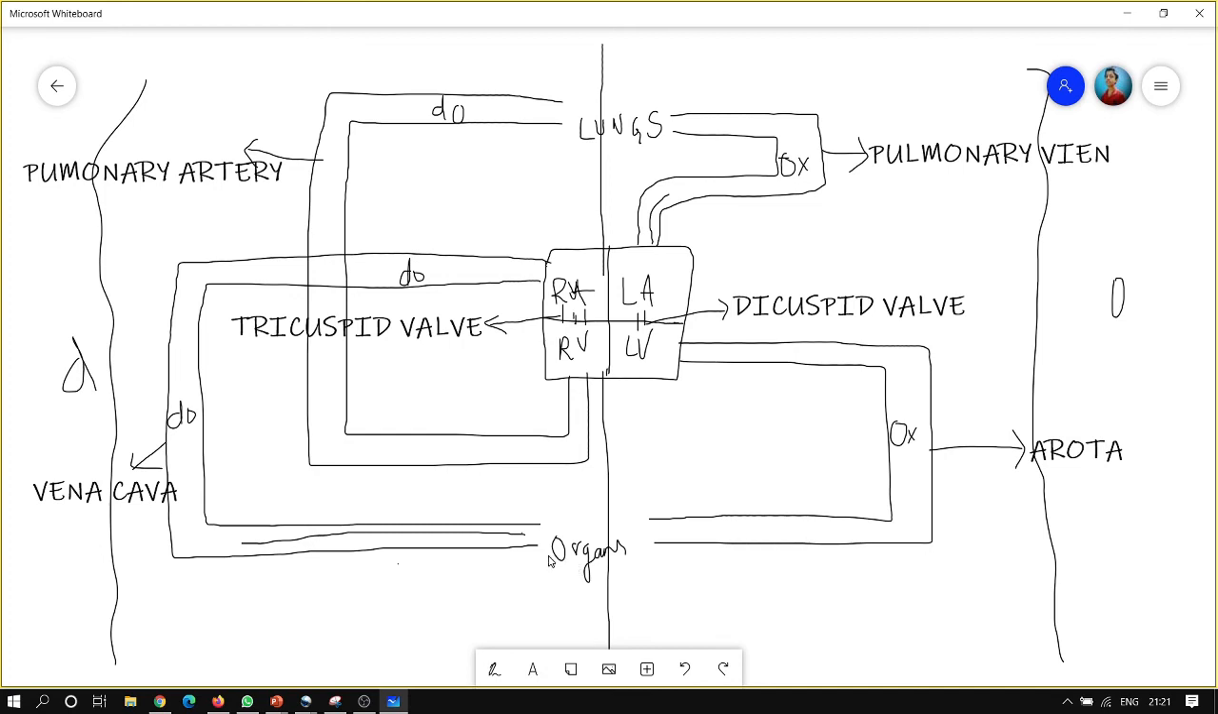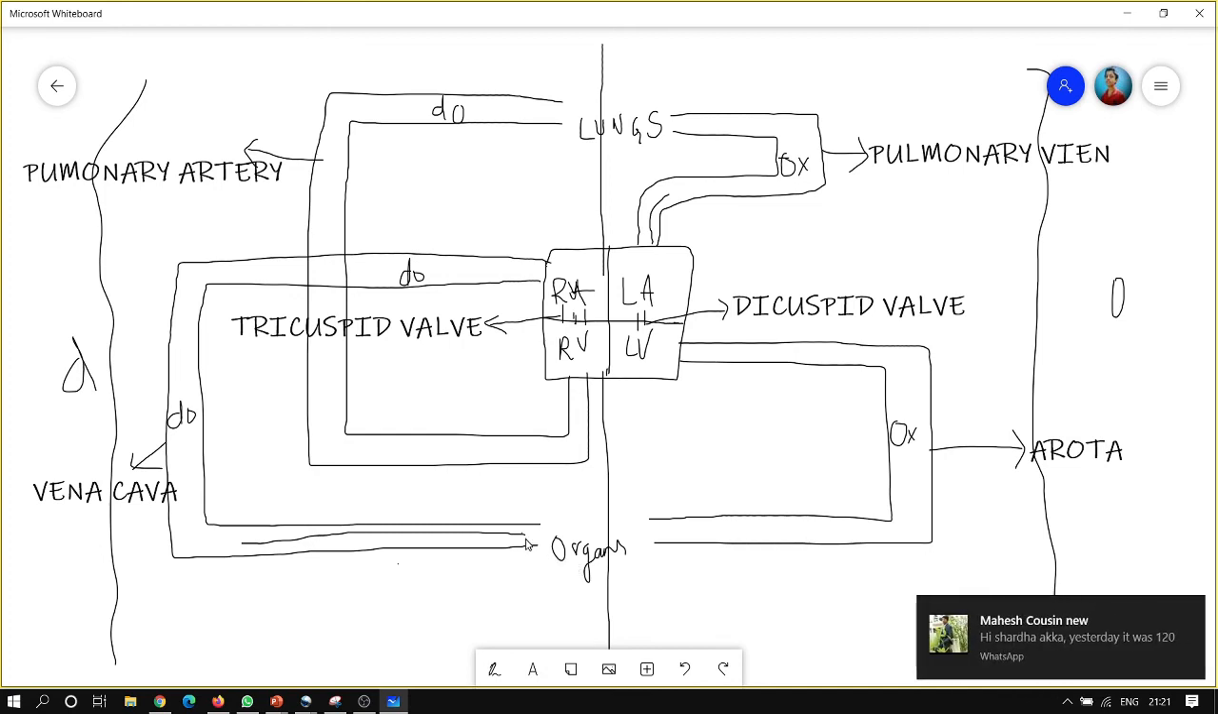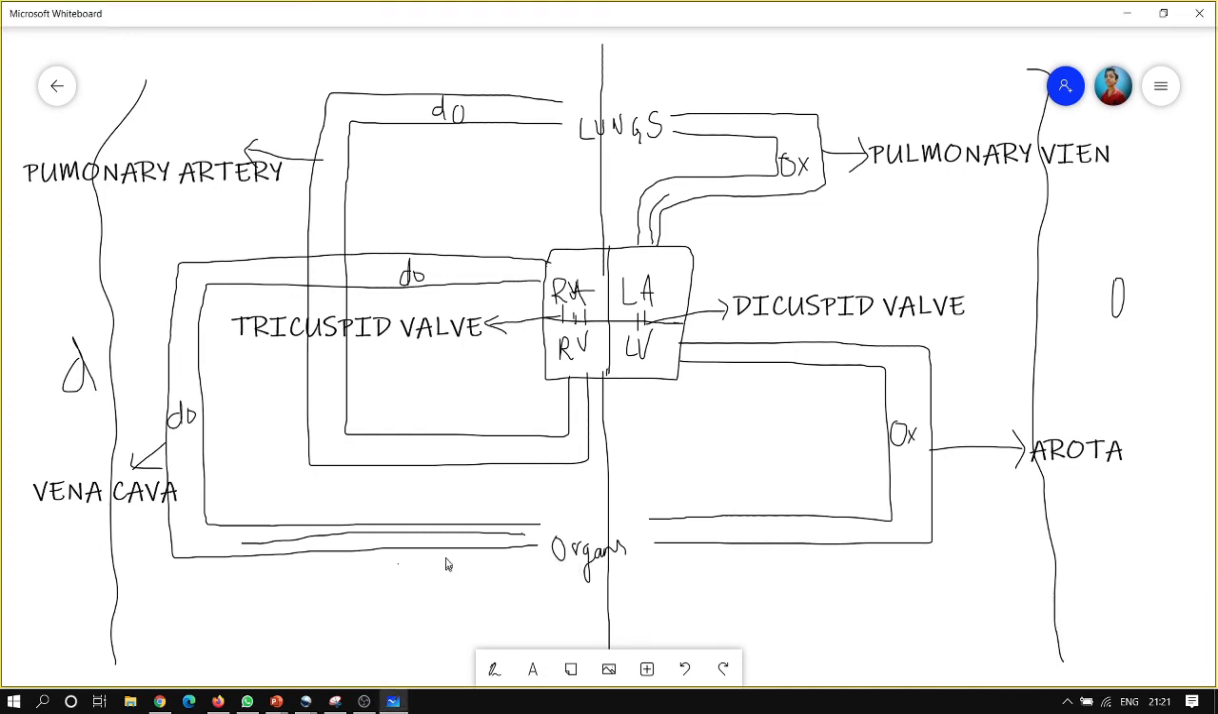Then after that, from each cell it takes in deoxygenated blood and comes into the vena cava. Then coming through the vena cava, it comes through the right atrium and through the tricuspid valve. It enters the right ventricle and goes down and goes back to the lungs through the pulmonary artery. So this is it, guys. This is the main process. If you guys remember this, it's more than enough.